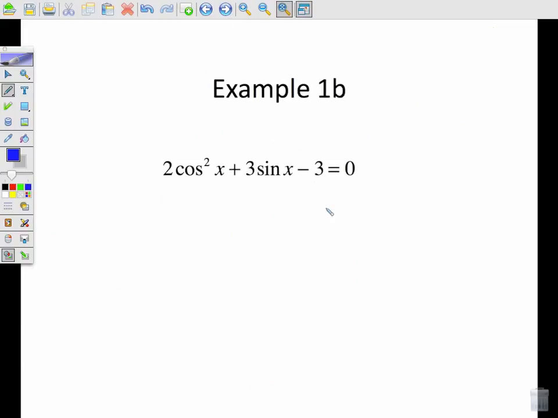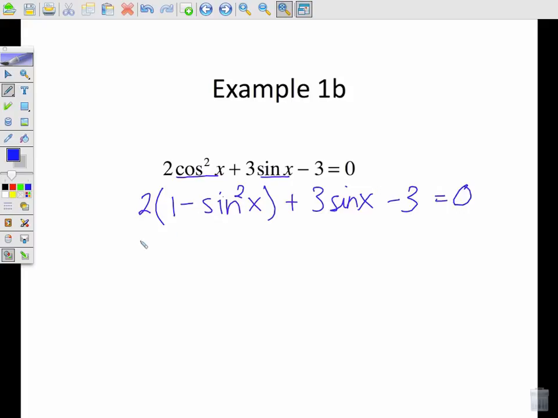2 cosine squared x plus 3 sine x minus 3 equals 0. I've got cosine squared here, and I've got a sine x. We can't solve it unless you have them in the same terms. So we have to do some sort of substitution. I can substitute for cosine squared, which is equal to 1 minus sine squared. And then you can see that we've got all of our terms in the same trig function.